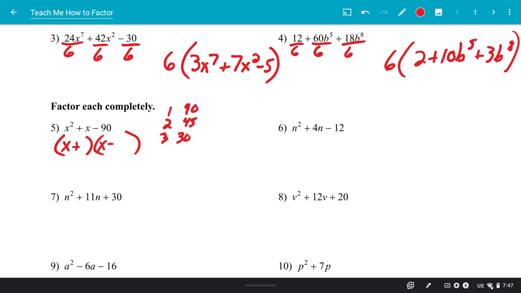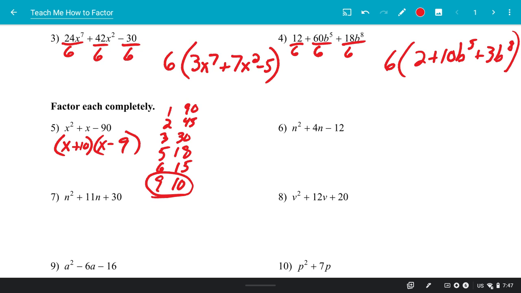4 does not go in. 5 and 18. 6 and 15. 7 doesn't go in. 8 doesn't go in. And 9 and 10. Which of those come together with opposite signs to get me a 1? Larger number gets the sign from the middle. So the 10 gets the plus. 10 goes there. 9 goes there.